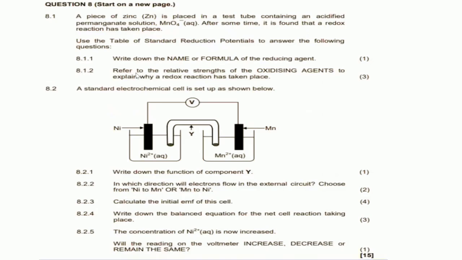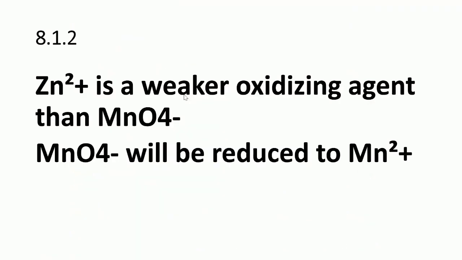Then 8.1.2 says, refer to the relative strengths of the oxidizing agents to explain why a redox reaction has taken place. So we want to refer in terms of the relative strengths. But remember, we've already said that zinc is the one that undergoes oxidation, and permanganate is the one that will undergo reduction. So we can say zinc 2+ ion is a weaker oxidizing agent, right? Weaker oxidizing agent means that it cannot reduce as much as the permanganate ion.